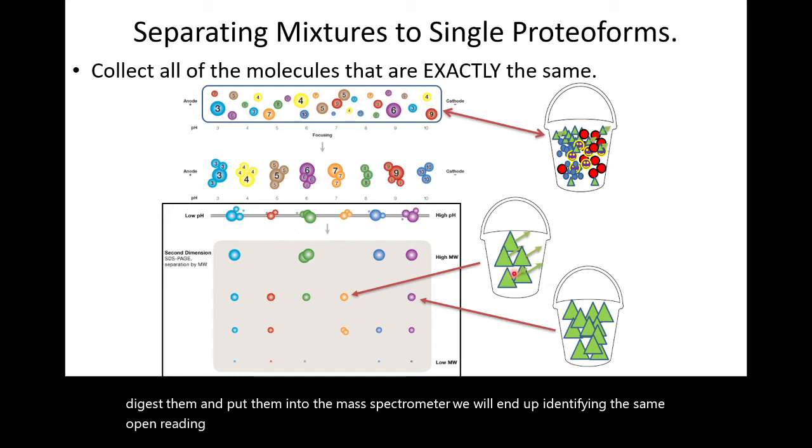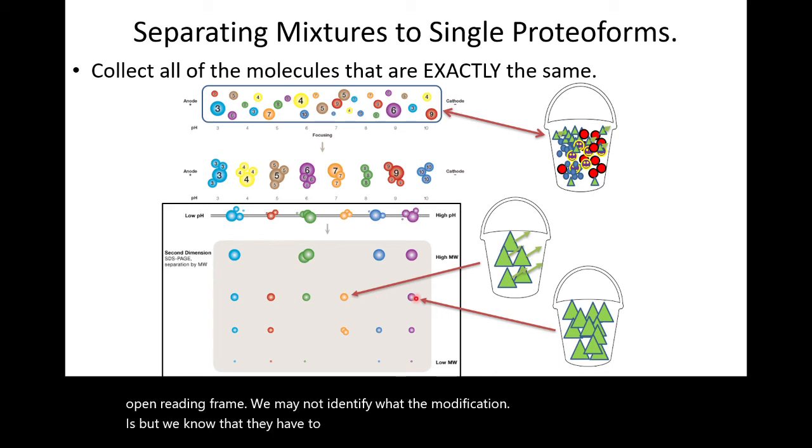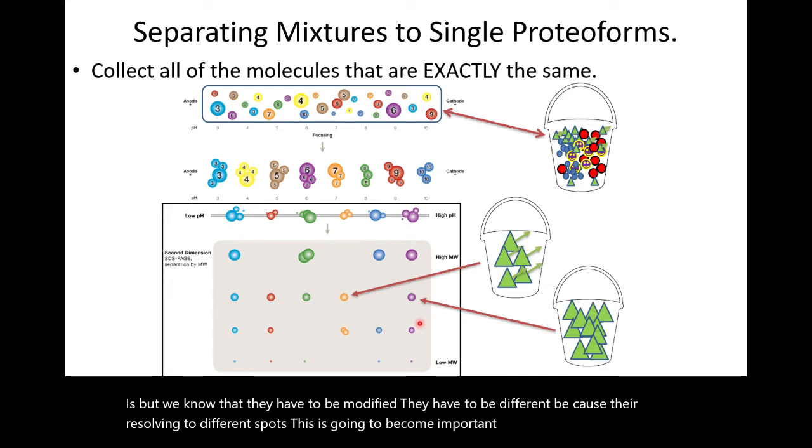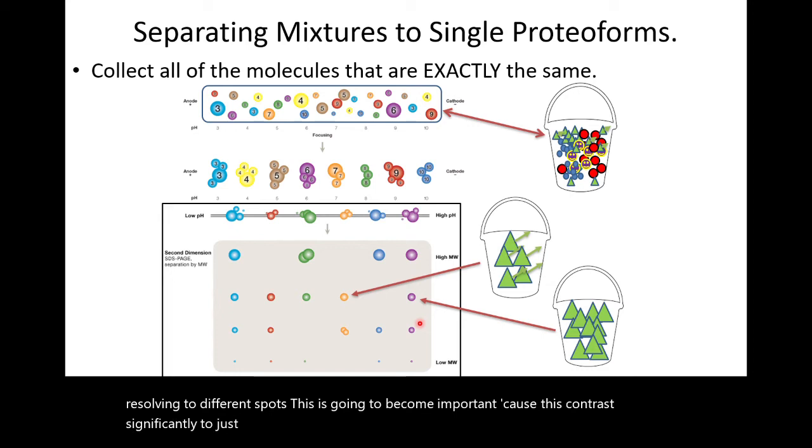We may not identify what the modification is, but we know that they have to be modified. They have to be different because they're resolving to different spots. This is going to become important because this contrasts significantly to just doing peptide-centric shotgun liquid chromatography mass spectrometry-based proteomics.